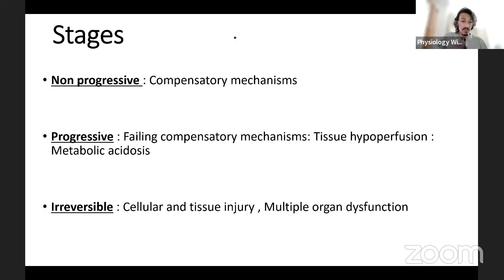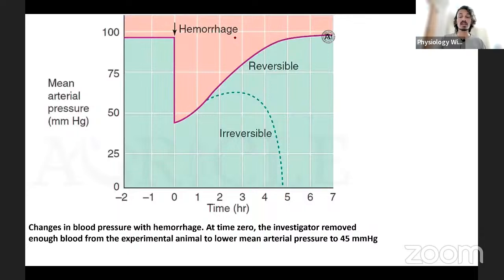So it is very essential that you understand these stages of shock, because when you see it in a patient, you'll have to recognize it pretty early. You have to understand, okay, this is non-progressive right now, you can still treat it. If it is going progressive, you are supposed to pick it up and amp up your treatment. You should not wait for it to reach an irreversible stage where treatment is not going to help anymore. That is why you need to learn these stages.